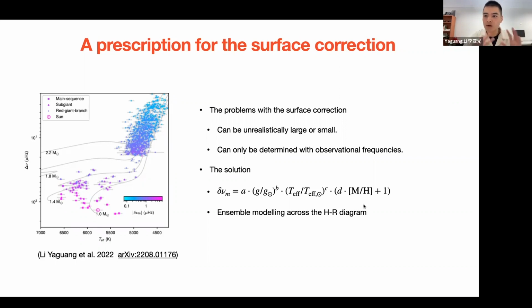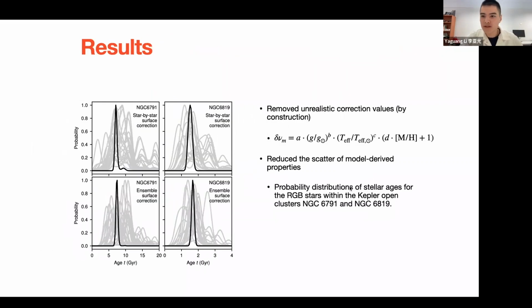So essentially, we want to fit all of the stars in a sample, doing an ensemble modeling across the HR diagram. And the result of this ensemble modeling, which constrains the surface correction to vary smoothly across the HR diagram, has a few benefits. Firstly, we can remove unrealistic surface correction values, and this is by construction, so there's no big surprise there. And we can also reduce the scatter of model-derived properties, such as ages.